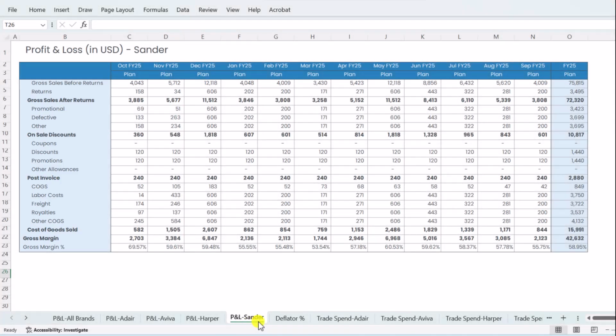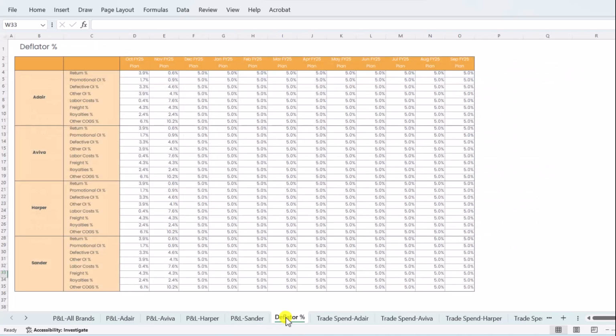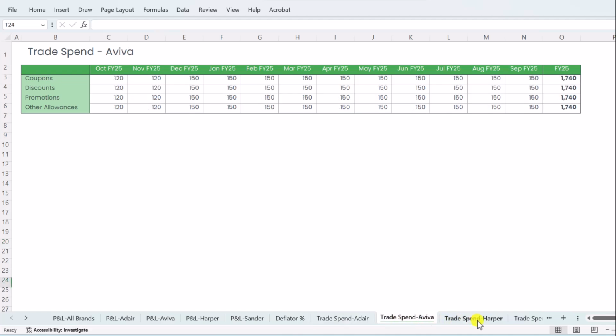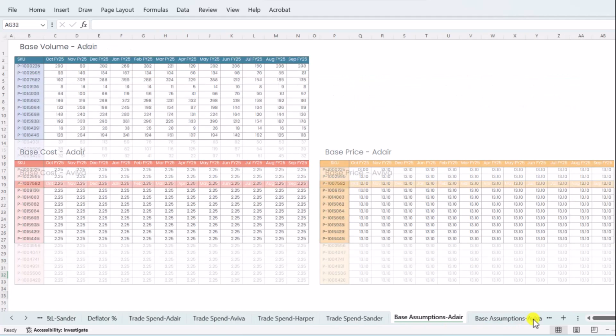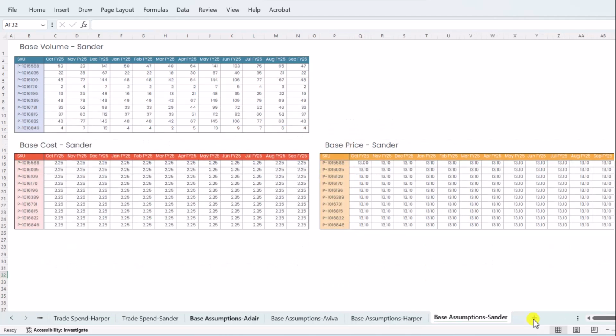The deflated percent form shows some percentage accounts by brands, and then there's a group of trade spend forms also divided by brands. At the end, we have some base assumption tabs. Each of them contains a form for volume, cost, and price. A link to download this spreadsheet is provided below the video. It's encouraged that you spend some time familiarizing yourself with it before moving on.